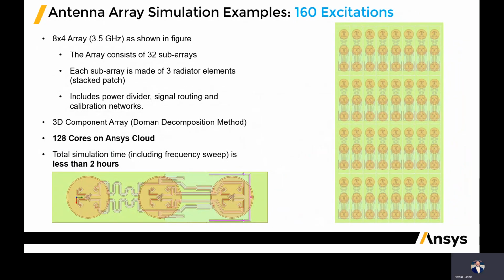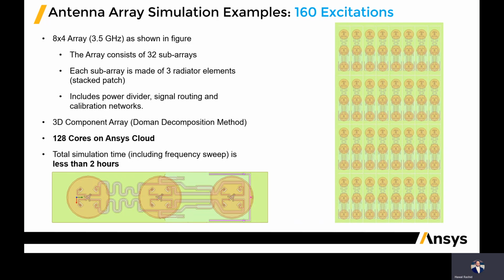This design is a 4x8 array for 3.5 gigahertz. It consists of 32 subarrays. You can see in each subarray we have 3 radiators. This radiator consists of stacked patch antennas. We have the power divider, we have the routing, we have also in here the calibration network. So we can see that there is quite a complex structure. It's actually a very complex structure.